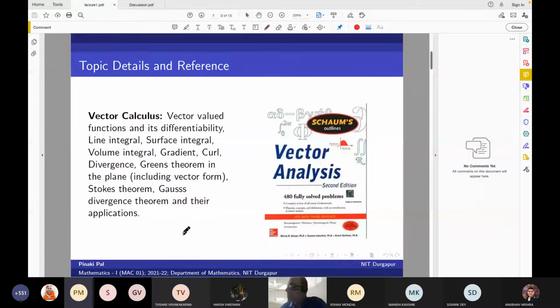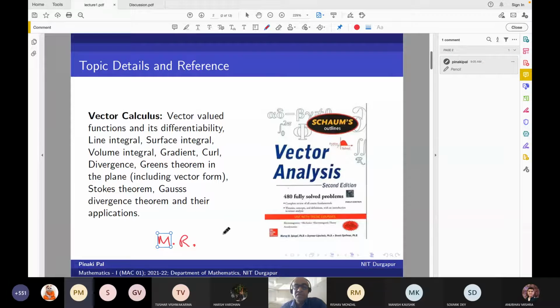So the name of the writer is M.R. Spiegel. Is it visible now? Yes, sir. Sir, there are three types of books it is showing online. Three kinds of books: Vector Analysis, Schaum's Outline. So Vector Analysis you can follow. This one, this book.